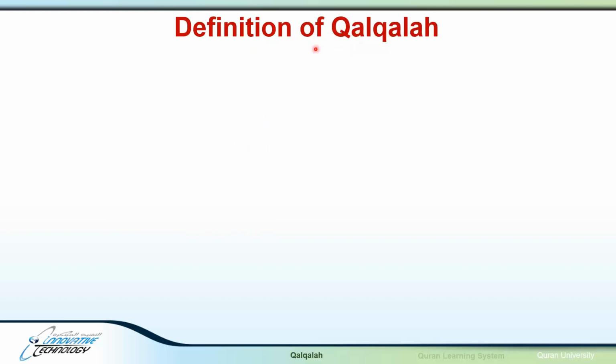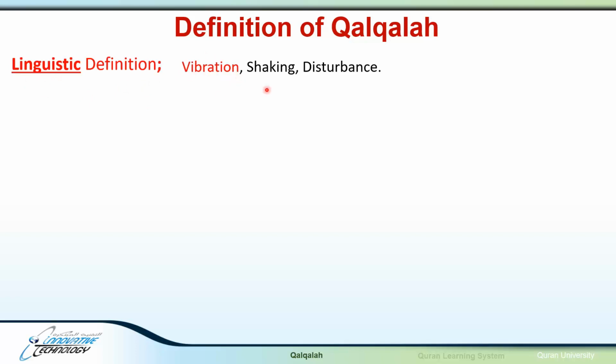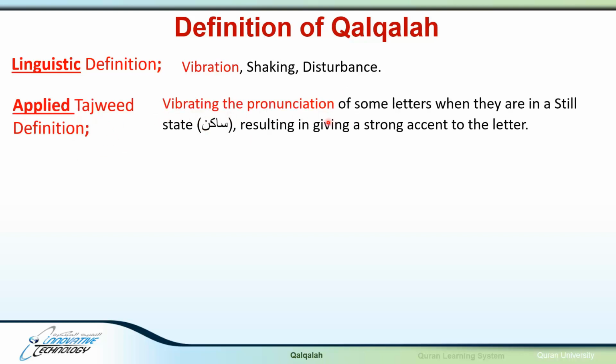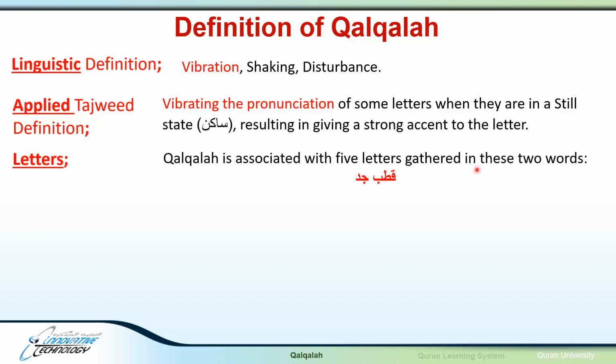Now we're going to define what we mean by Qalqalah. Linguistically, Qalqalah means vibration, shaking, or disturbance. But in the applied Tajweed definition, what we mean by Qalqalah is vibrating the pronunciation of some letters when they are in the still state, when they are sakin, resulting in giving a strong accent to the letter being pronounced. Those letters related to Qalqalah are a group of 5 letters, gathered in these 2 words: Qutbu Jad, Qaf, Ta, Ba, Jim, Dal.